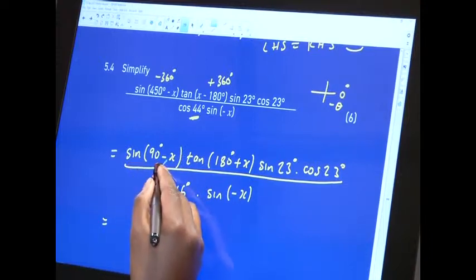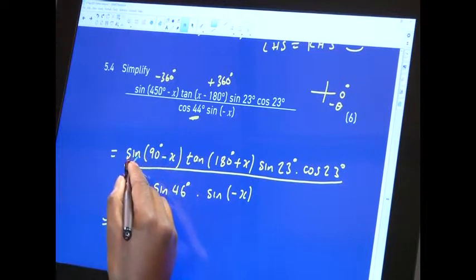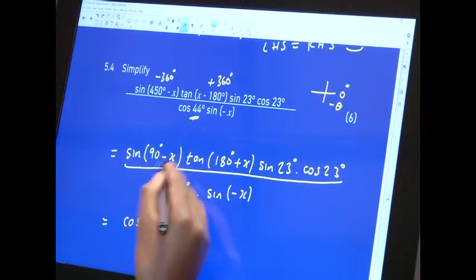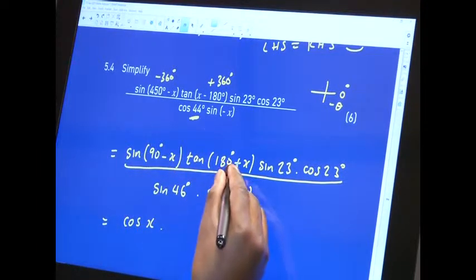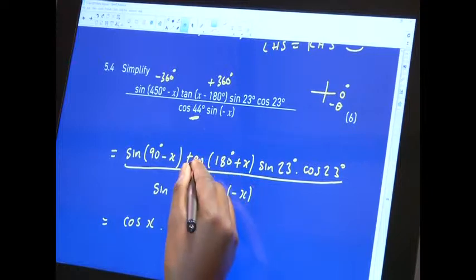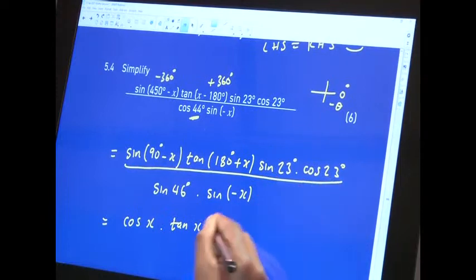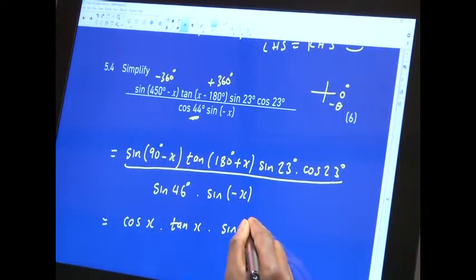Okay, so sine of 90 minus x. It's 90, which means the ratio is going to change to its co-ratio. Sine is going to change to the cosine of x, positive because this is quadrant 1. 180 plus x is quadrant 3. In quadrant 3, tan is positive, so we're going to get tan x. I don't know what that one is, so I'm going to keep it here for now.